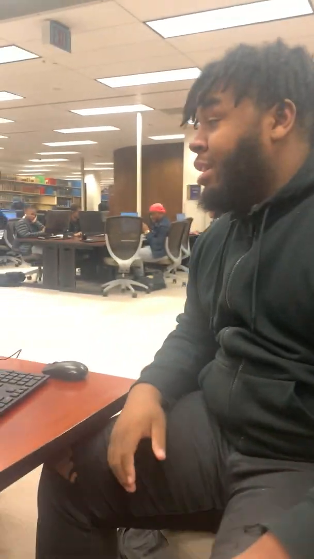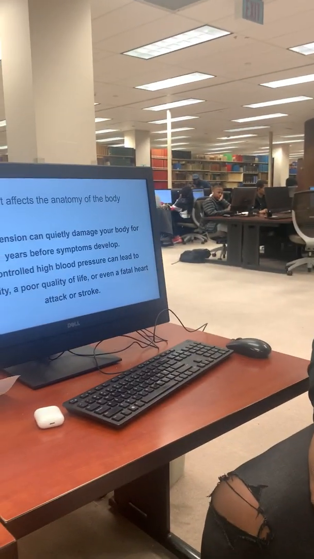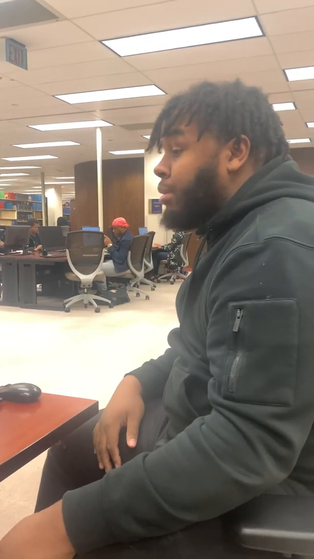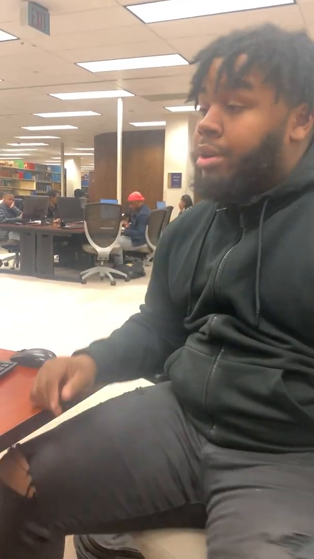How it affects the anatomy of the body. Hypertension can quietly damage your body for years before symptoms develop. Uncontrolled high blood pressure can lead to disability, a poor quality of life, or even a fatal heart attack or stroke.